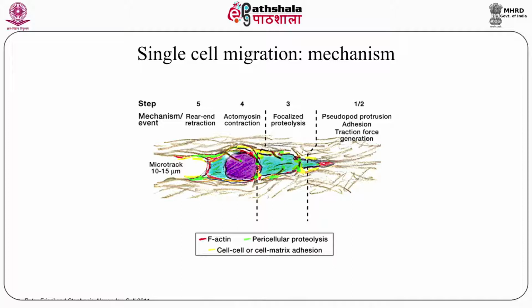In step 4, the small GTPase Rho activates myosin 2 and contraction mediated by actomyosin generates tension inside the cell. In step 5, this contraction is followed by the gradual turnover of adhesion bonds at the trailing edge, which slides forward while the leading edge protrudes further.